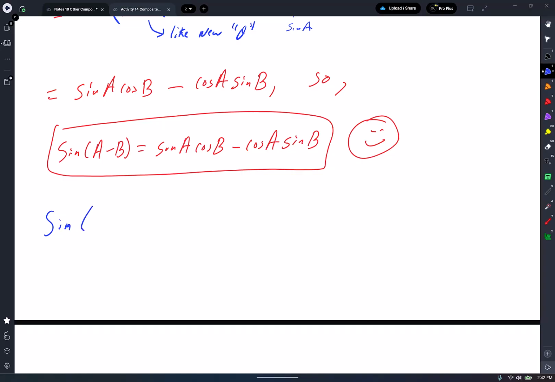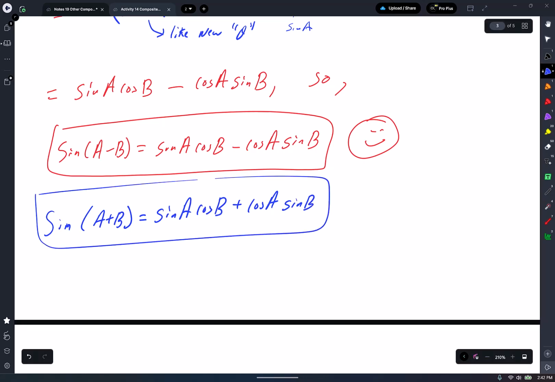What do you think sine a plus b is? Sine a plus or minus? This one's plus. Cosine a sine b. Look at all those patterns. We got rid of two of them.